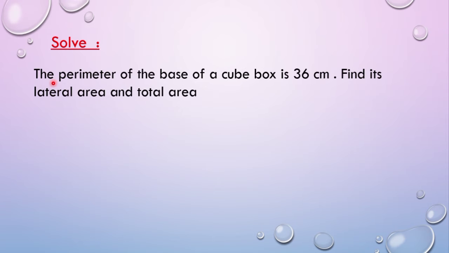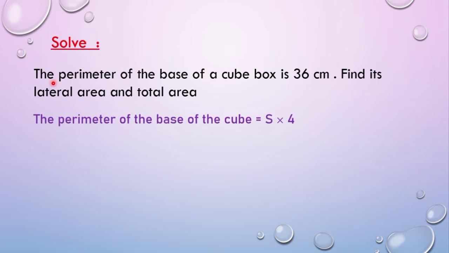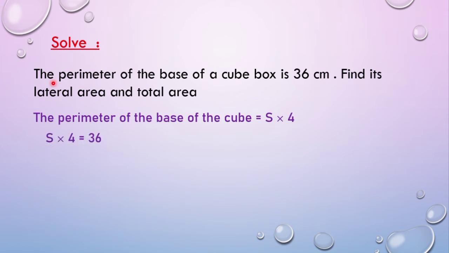The next: the perimeter of the base of the cube box is 36 cm. Find its lateral area and the total area. If you remember the special cases of the cube, if we have the perimeter of the base, I will divide by 4 to get the edge length. The perimeter of the base of the cube is side times 4. So side times 4 equals 36. It means 36 divided by 4. So the side equals 9.